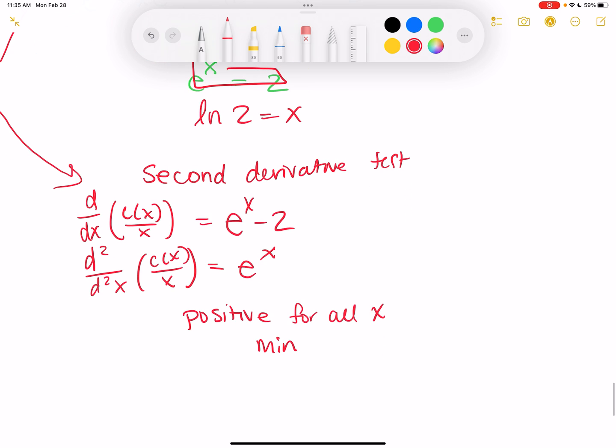So as far as problems go, what I would recommend you look over and try are 3, 9, 19 and 25.